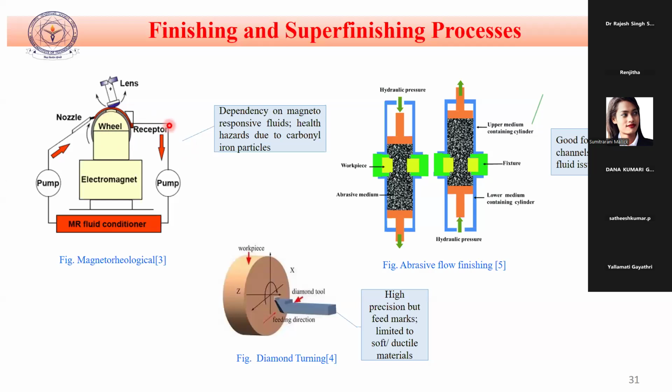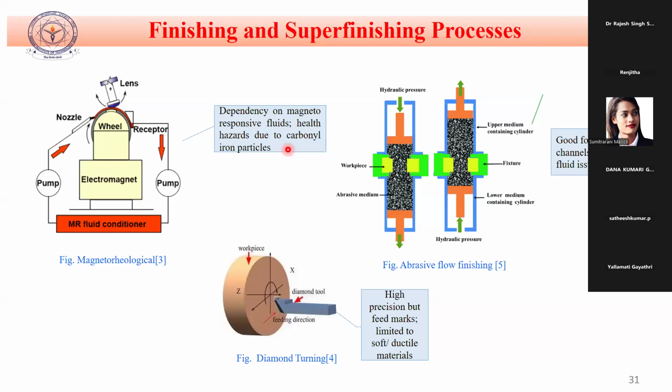You are using some magnetorheological fluid, which is responsive to a magnetic field. In the fluid we are using some magnetic material like carbonyl iron particles, and we are using some abrasive. So when applying a magnetic field, this rheological fluid comes to a solid state. The stiffness increases. So by that we are doing some finishing.